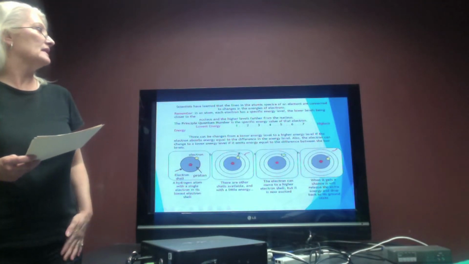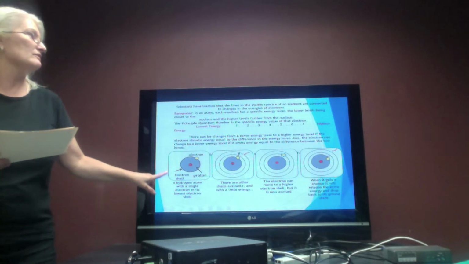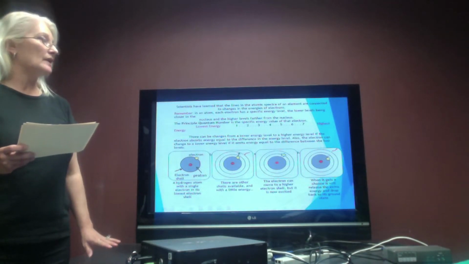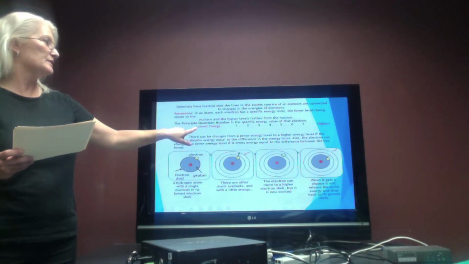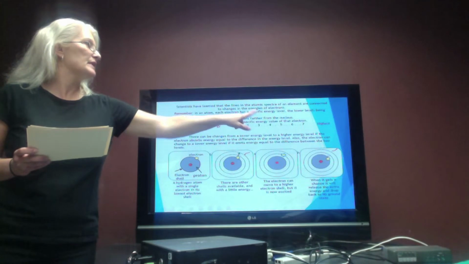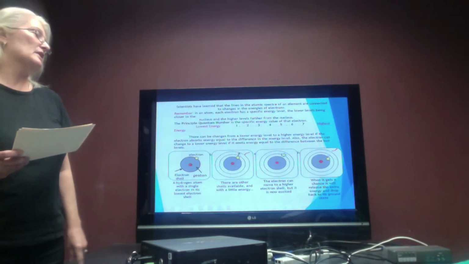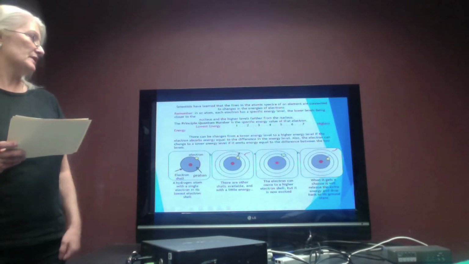Scientists have learned that the lines in the atomic spectra are connected to the energy levels in the atoms. If you remember, in an atom, each electron has its specific energy level, the lower levels being the lowest energy, and the highest being the higher energy. There can be changes from a lower energy level to a higher energy level if the electron absorbs the energy.